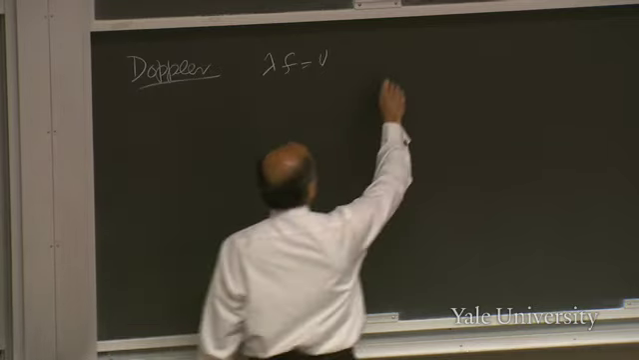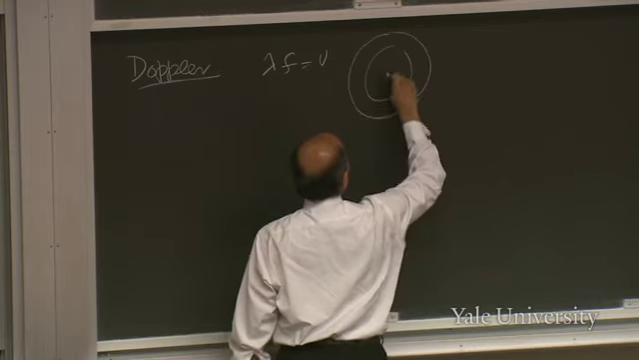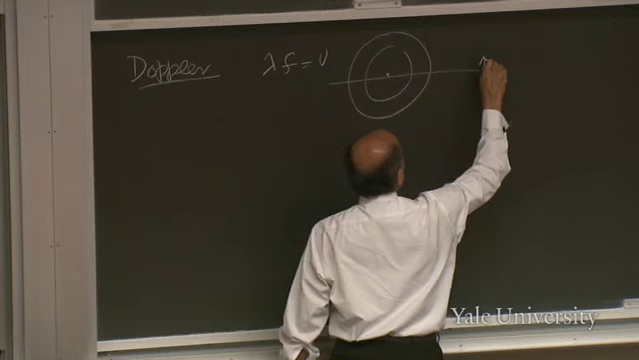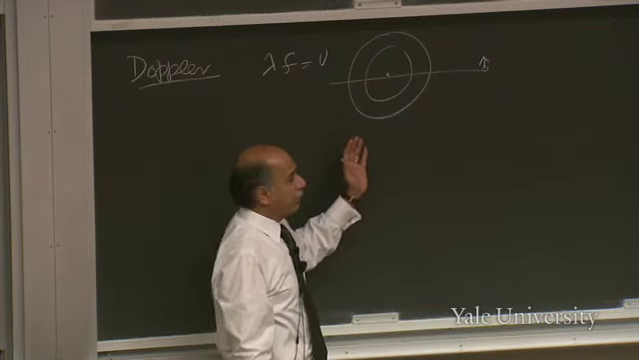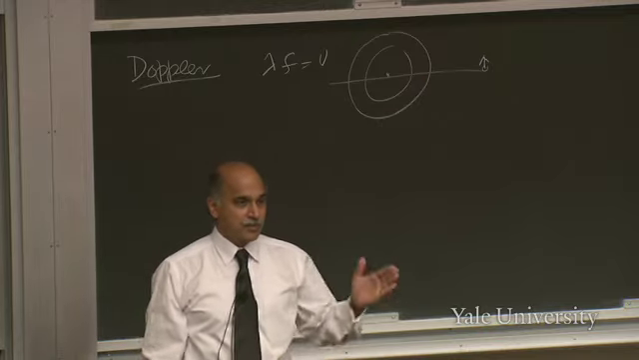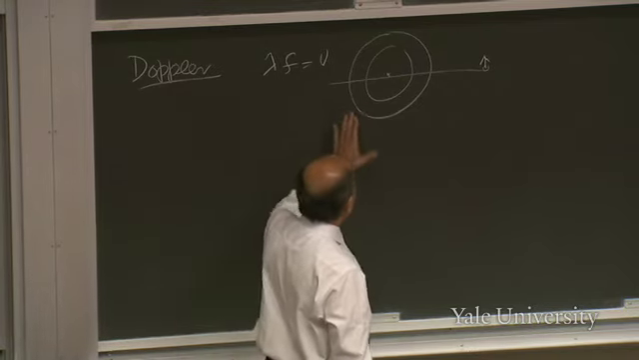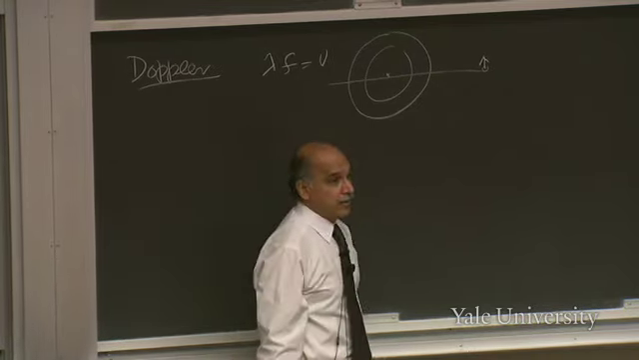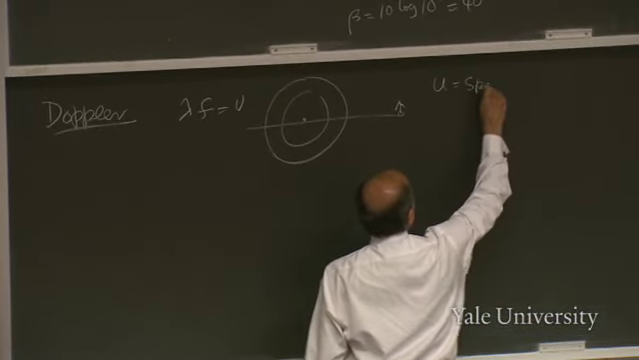So let's take a source that is sitting still, and you are standing here listening to the sound. The waves go by you, and you see a certain wavelength. That's the distance from one crest to the next. Now suppose the source is moving to the right at a certain speed, u. U is the speed of the source.